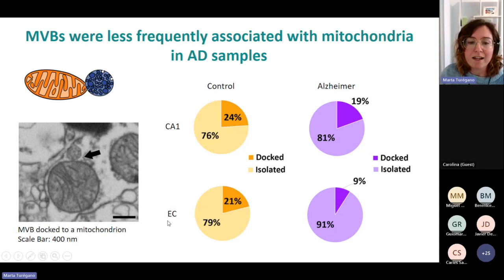But in entorhinal cortex, the percent of multivesicular bodies docked to mitochondria is 21, and this percentage decreased a lot in Alzheimer's samples from entorhinal cortex, until 9% of them are docked to mitochondria. So again, the more dramatic changes that we have seen occur in the entorhinal cortex.